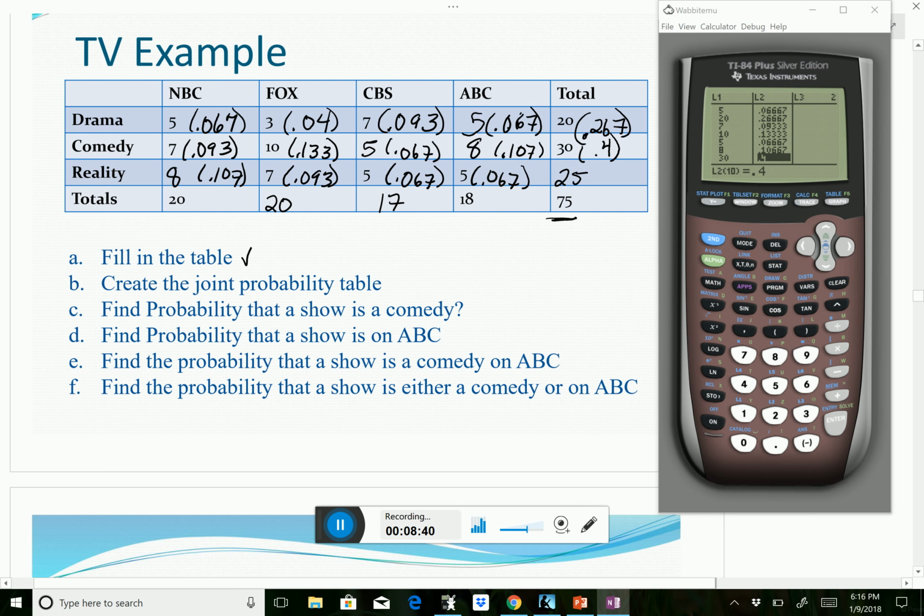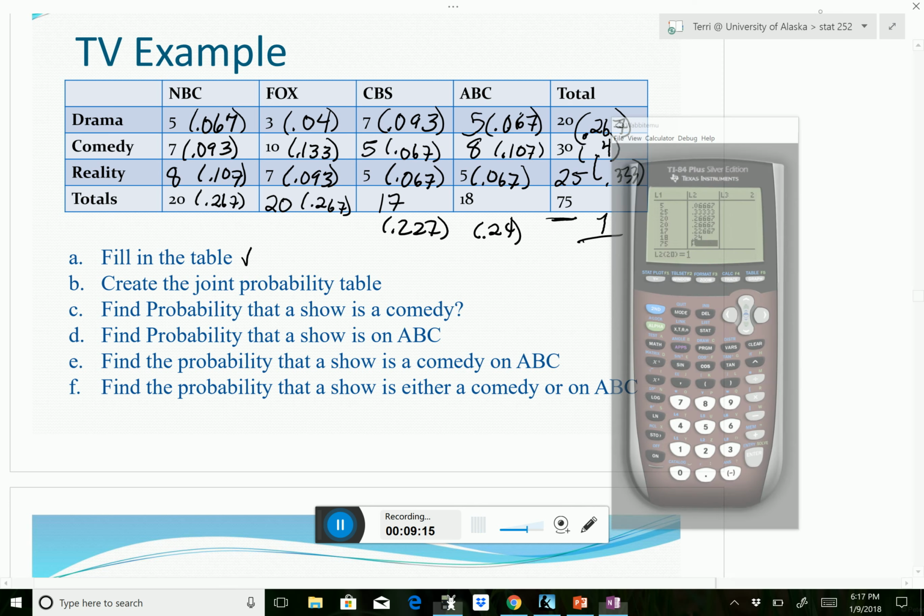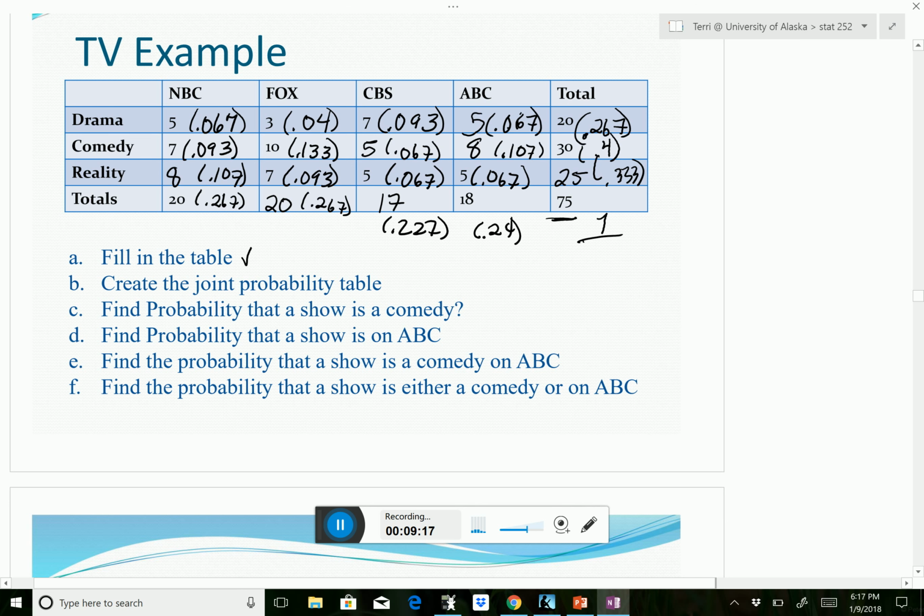0.067. Well, I know 25 divided by 75 is 0.333, right? It's 1/3. So the 20, 0.267. Let's see, let's pull this 17, I don't know. This is 0.227. 18 is 0.24. And 75 should be, and it is, 1. So we have all of our joint probability table created.